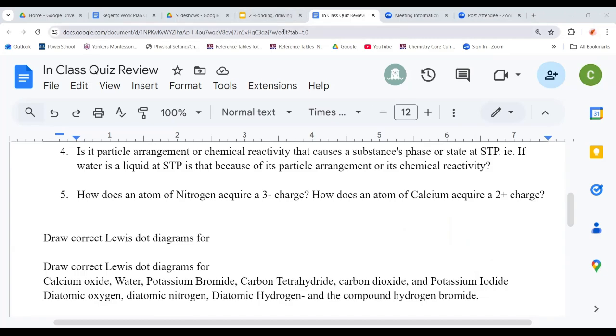Almost done, except drawing structures is going to take some time. So how does an atom of nitrogen acquire a -3 charge? Please make sure you don't have this backwards. This subtraction does not mean you are losing. This plus does not mean you are gaining. What you are actually doing is counting negative charges or counting positive charges.